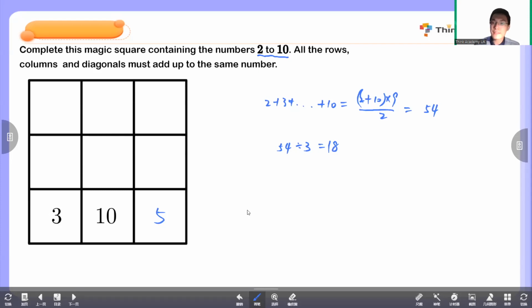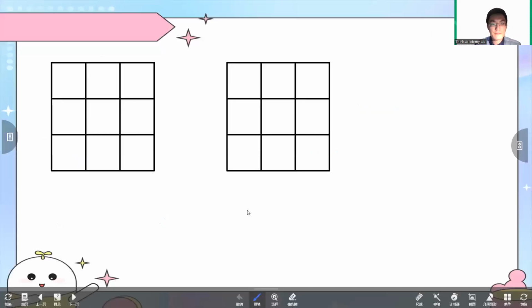Okay. The second key point is all about the center cell. Okay, the number in the center of this magic square. All the things we're going to talk about in the rest of the lesson are going to be about this center. Okay, it's really important and really useful. The center number.